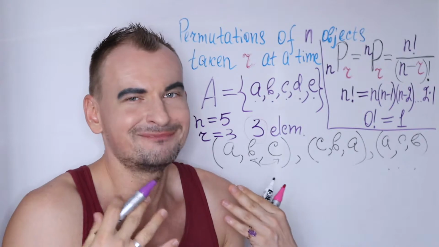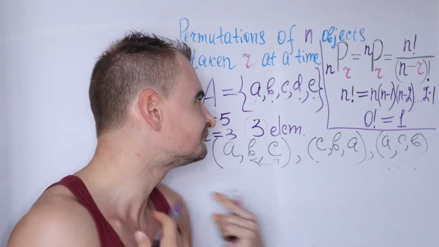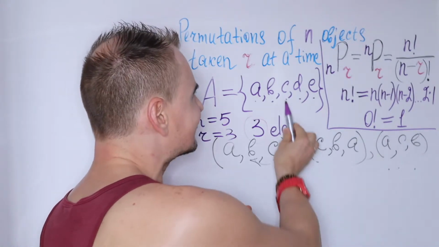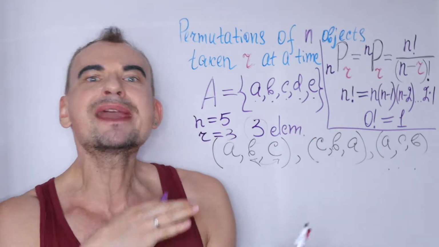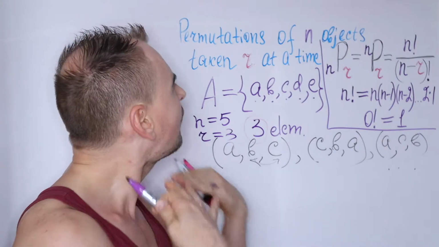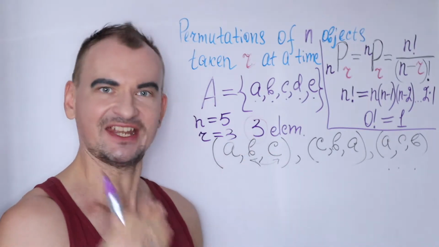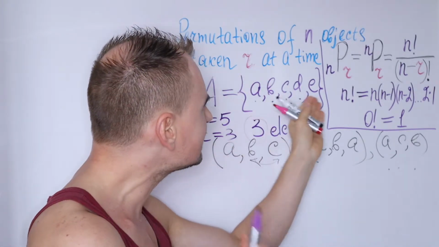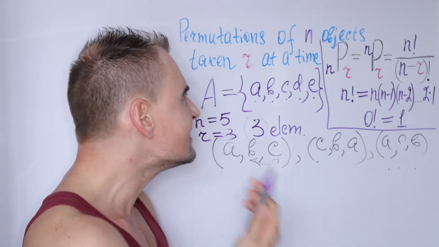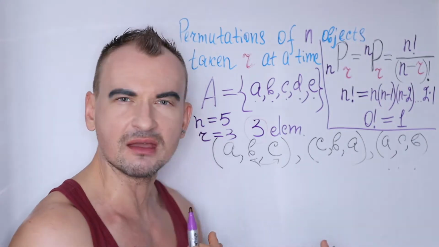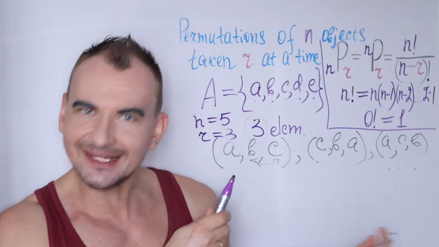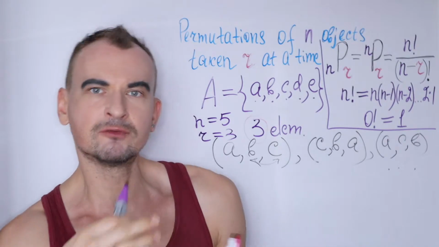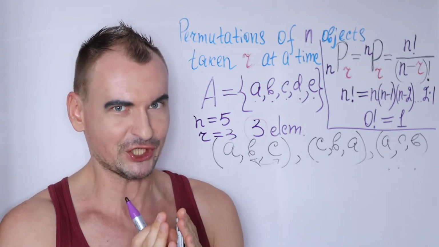I hope I made it clear for you. I'm doing my best. You could pick another 3 elements, let's say C, D, E, and it's going to be another permutation of 5 elements taken 3 at a time. You could pick another 3: A, C, E; B, D, E; E, B, C; A, D, B. So any 3 in any order, but if you swap the order of any 2 elements, you would come up with a different permutation.